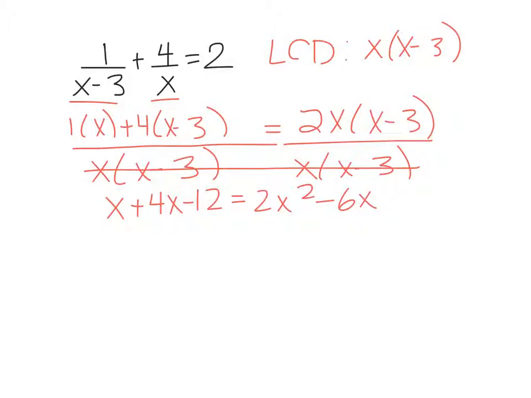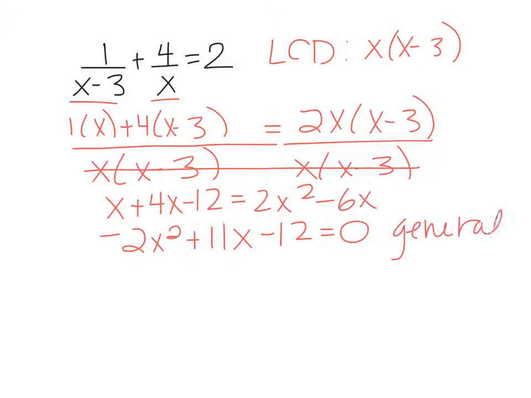And if I bring this into my required form, I'll have negative 2x squared, the negative 6x will come over, and I'll have plus 11x minus 12 is equal to 0. Now I have it in my general form, so now I can go ahead and proceed with my factoring. The first thing I'm going to do when I factor here is get rid of that negative and factor it out, and that would give me 2x squared minus 11x plus 12.